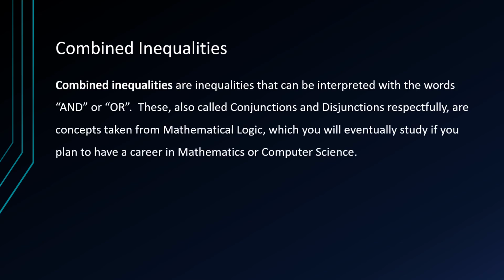Combined inequalities are inequalities that can be interpreted with the words "and" or "or". These are also called conjunctions and disjunctions, respectively, which are concepts taken from mathematical logic, which you will eventually study if you plan to have a career in mathematics or computer science. In this lesson, we will try to keep it simple.